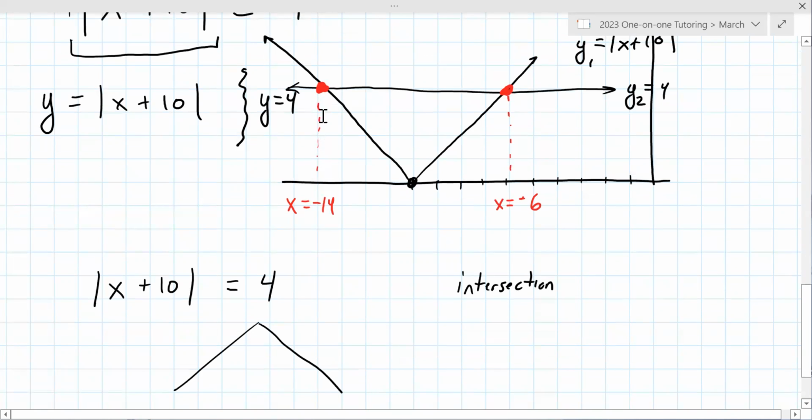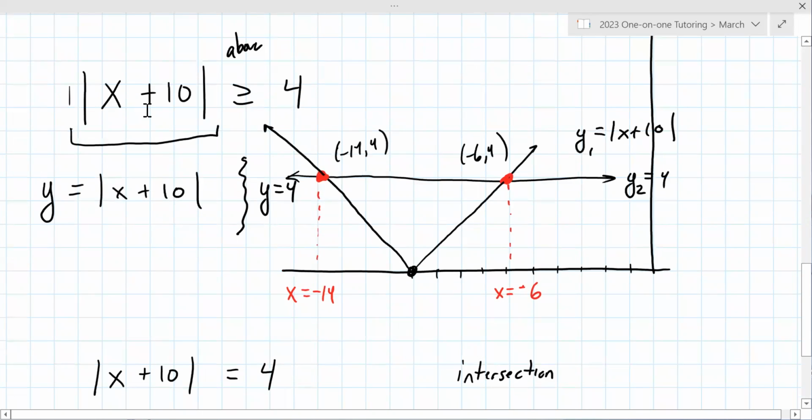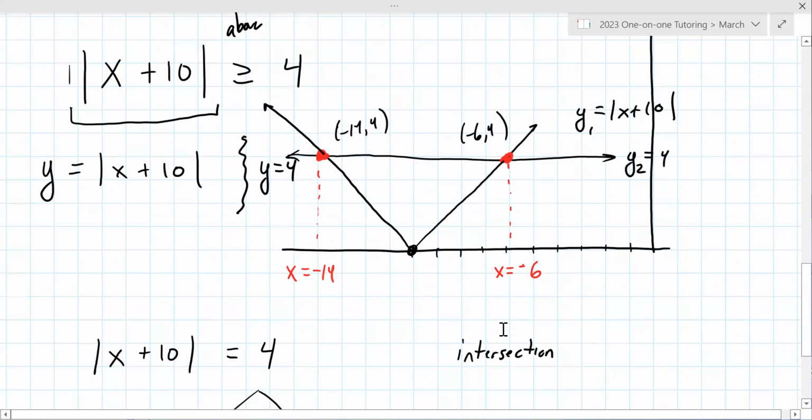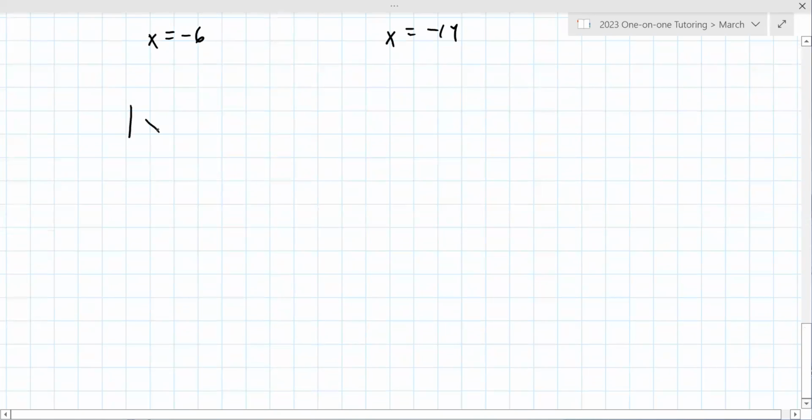So if you were supposed to show where they intersect, which you kind of are in this, it would be the points (-14, 4) and (-6, 4). The 4 comes from the y2. Oh, okay. But in full disclosure, we don't actually care where they intersect as much as we care about where it's greater than or equal to. That's really where the focus of the lesson should be today, which is how do you solve something like this?